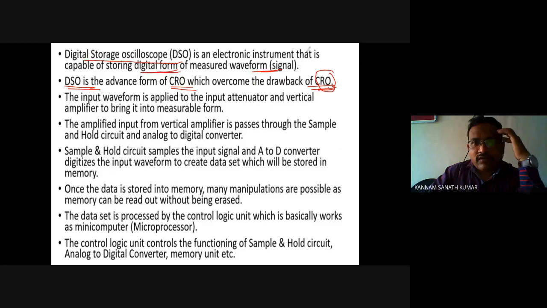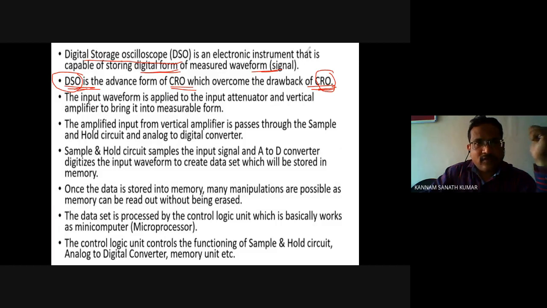Okay, and the previous waveform values are there that we can't see. In the normal CRO we can only see the present waveform values. So the previous values also we can see in the digital storage oscilloscope.